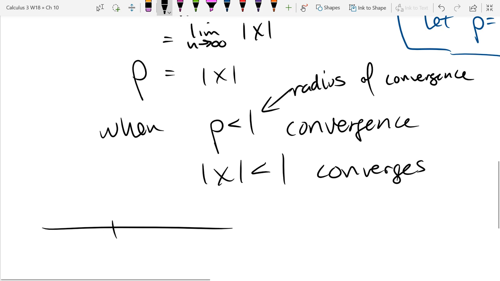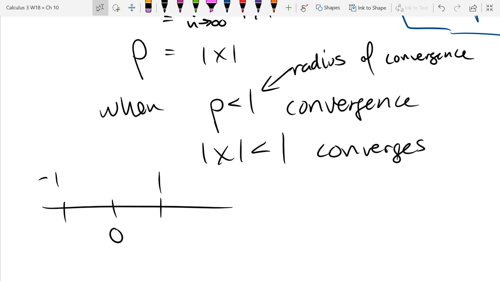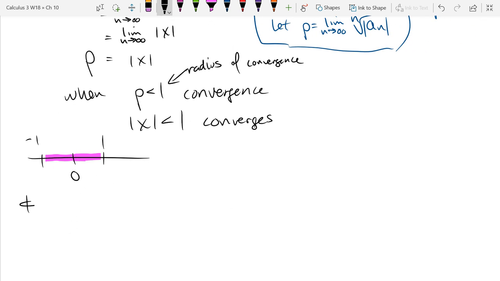So if we have our number line, we're centered at 0. I can go 1 in each direction. The only question I have now is, and I know in the middle it's going to converge, so everything is good in the middle, I just have to decide, what about the endpoints? Should I use 1 and negative 1? So unfortunately, the root and ratio test, no matter what you use, is never going to help you at the endpoints themselves. You have to use a different test. So we're going to test the endpoints separately.